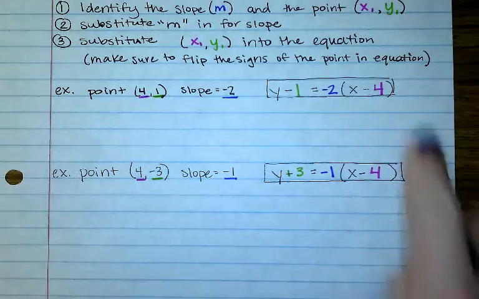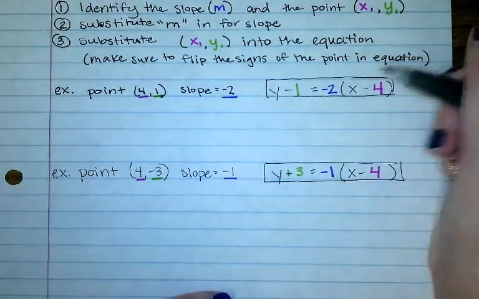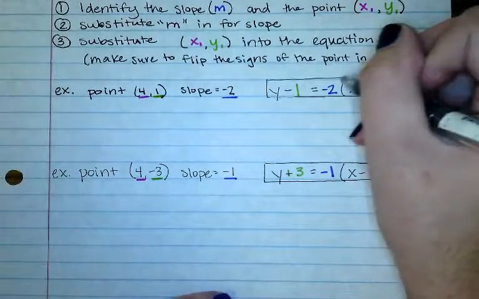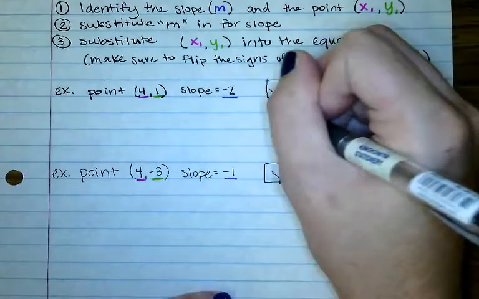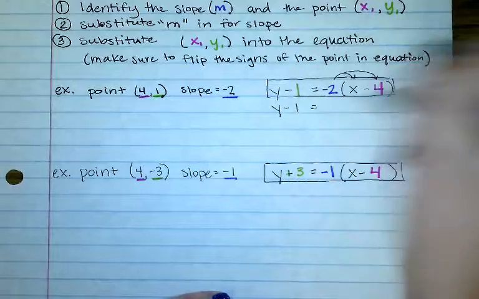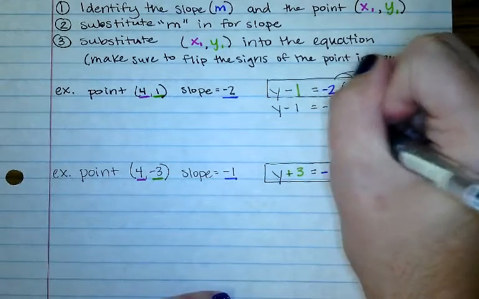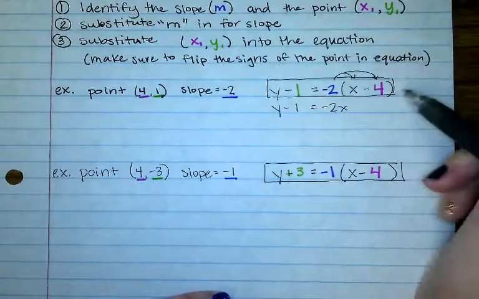So what do we need to do to convert this top equation from our first example into slope-intercept? Well, guys, the first thing we're going to do is distribute, aren't we? So this is still y minus 1. Negative 2 times x is just negative 2x. Negative 2 times negative 4 is going to give me what? Positive 8. Okay?